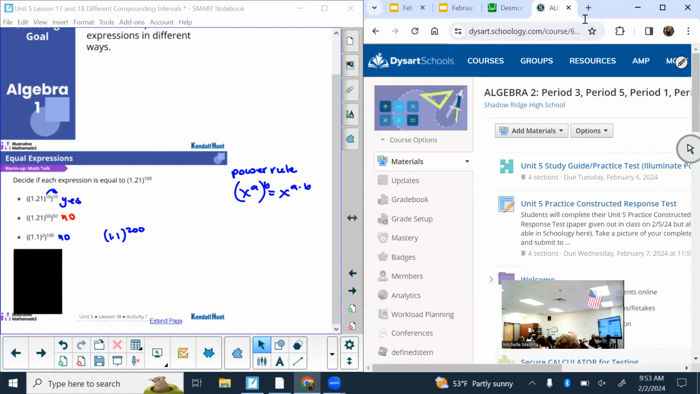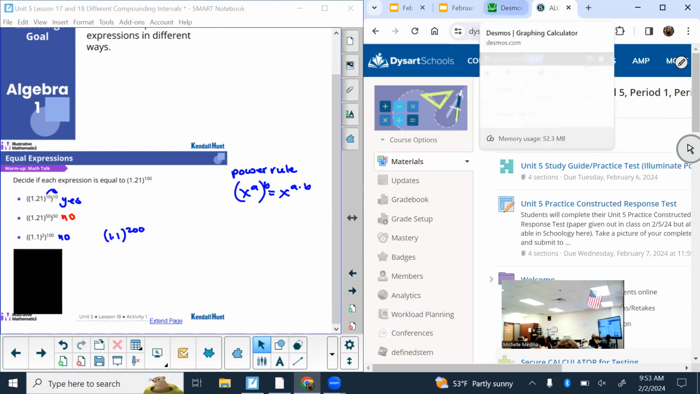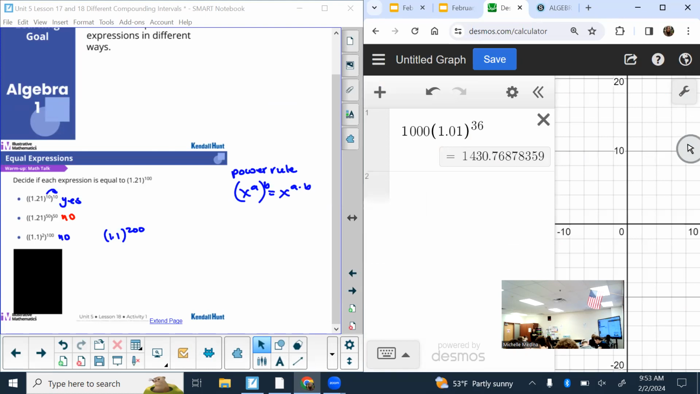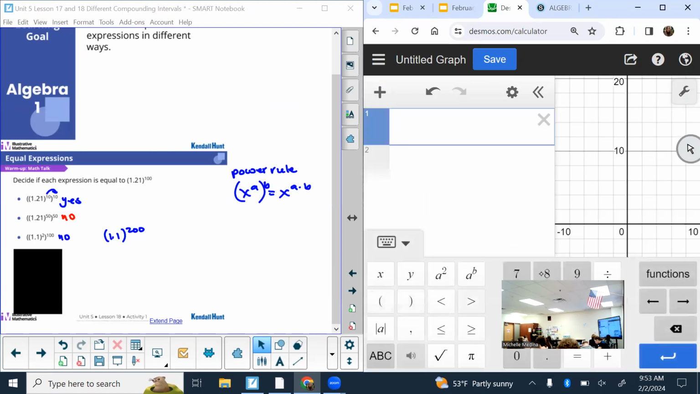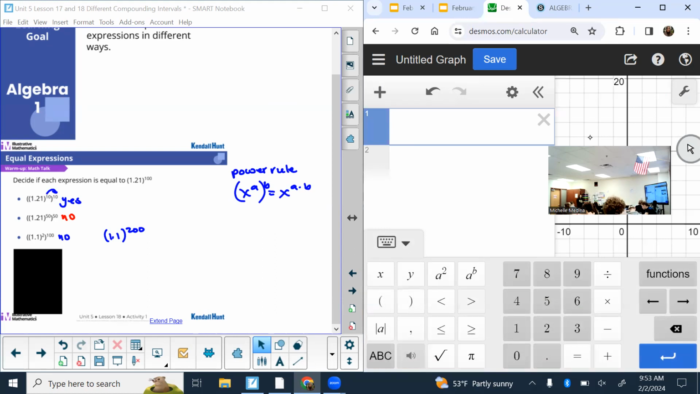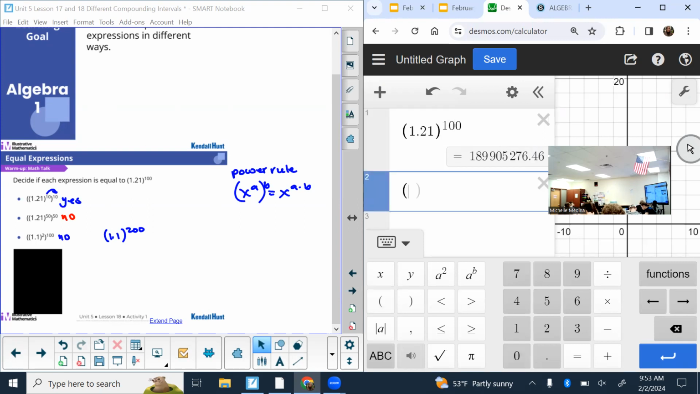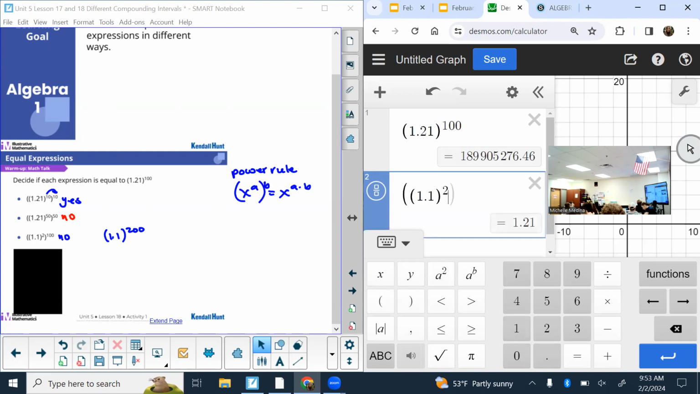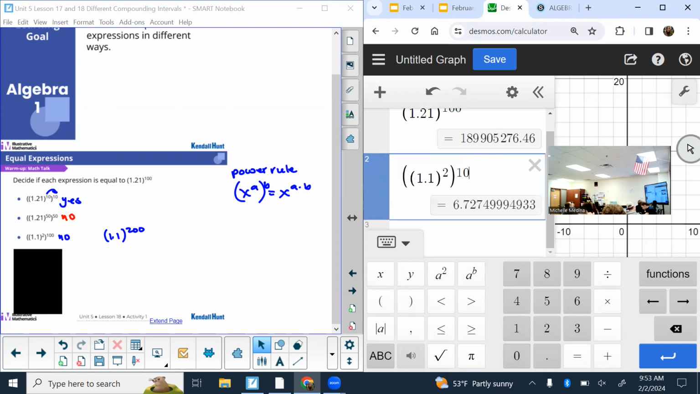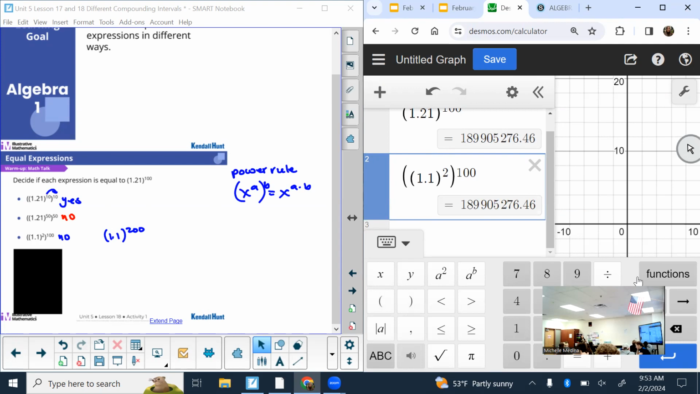Someone who did use a calculator, what did you say? Brooklyn? You said yes, it's equivalent because... If it's all numbers and they are equivalent expressions, then they should give you the same answer. So if I test out my original and compare it to the one in question, it looks something like this, which is the exact same decimal for these two. So yes, they are equivalent.